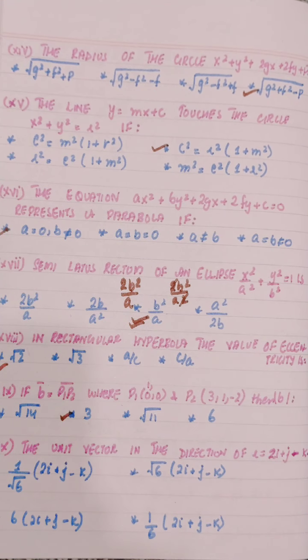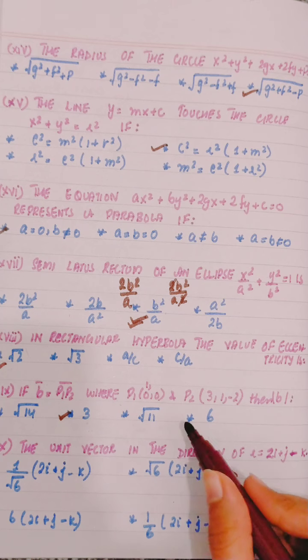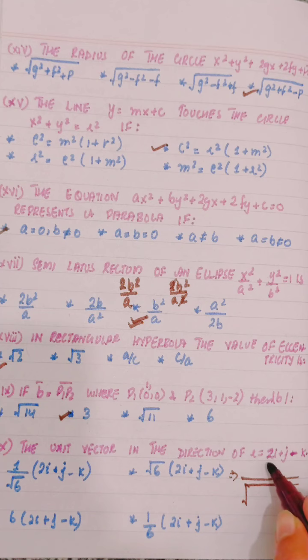Here it is. The unit vector in the direction of r is equal to 2i plus j minus k. When we have to find the unit vector, we have to divide by its determinant. And determinant, abhi humne iske andar kis tarike se nikala tha? Determinant nikalte hain aapke paas jo bhi aapka vector hai. For example, i ki value hai, uska aapne square karna hai.